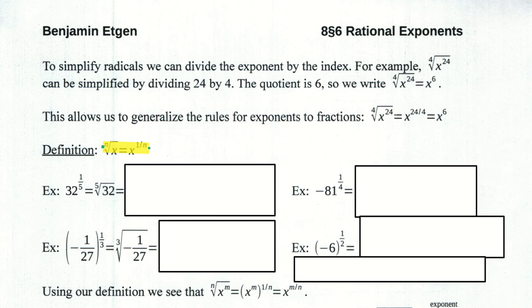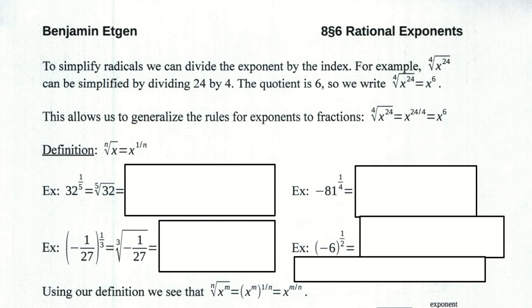We're going to say that the nth root of x is x to the 1 over n. In other words, the denominator of your rational exponent becomes your index. So let's look at our first example. 32 to the 1/5 power. So there's a 1/5. The numerator is 1, so our exponent's going to be 1. Well, anything to the first power is itself. The denominator is 5, and that denominator is going to become our index. So we're talking about the 5th root of 32.